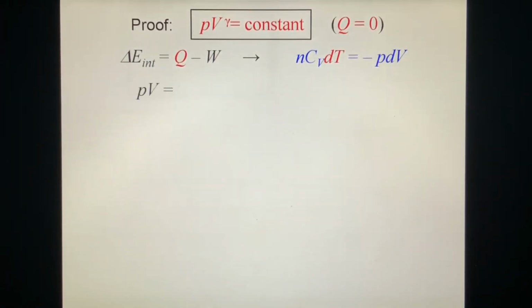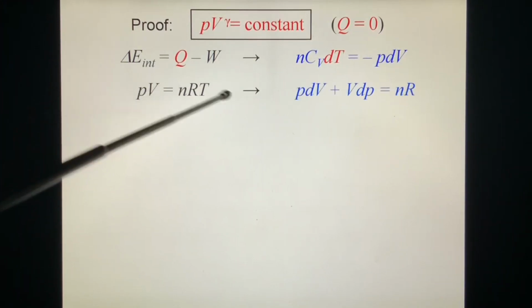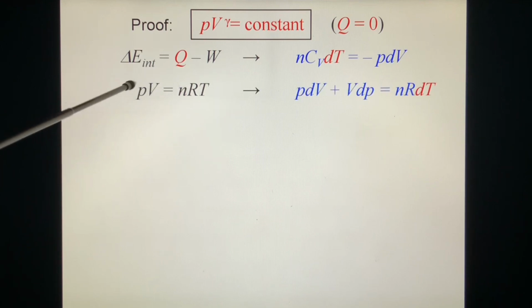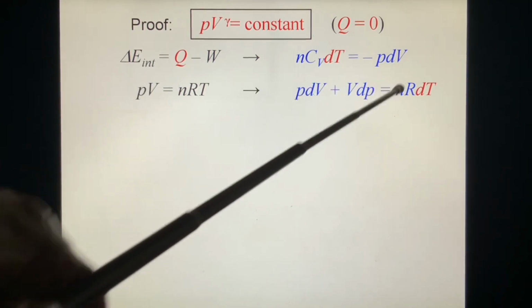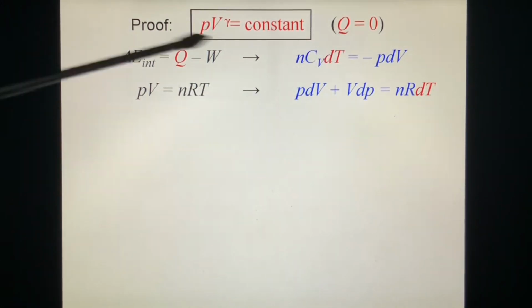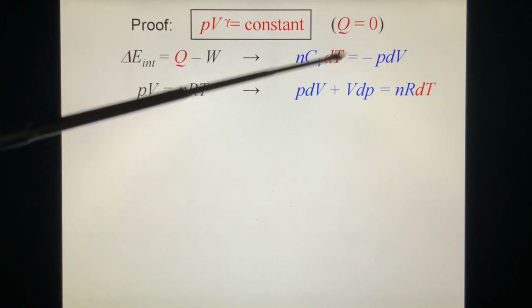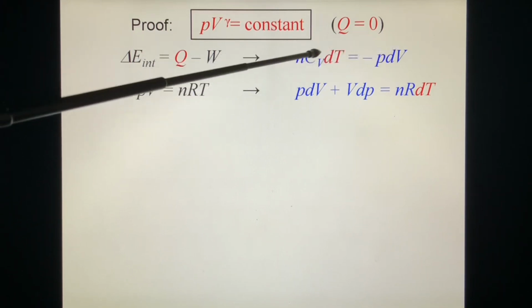And we know PV equals nRT. So we take the derivative on both sides. So PdV plus VdP equals nRdT. These dT are the same thing. So from here, we know dT equals minus PdV over nCV. We put the dT inside.